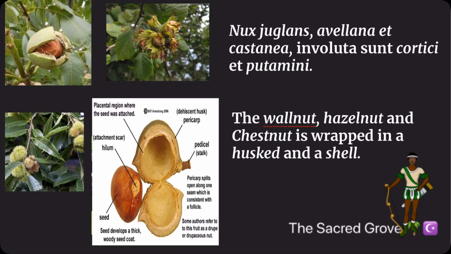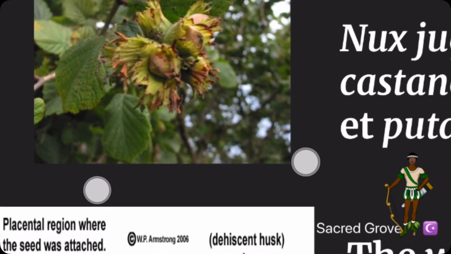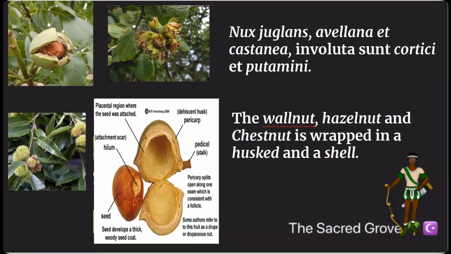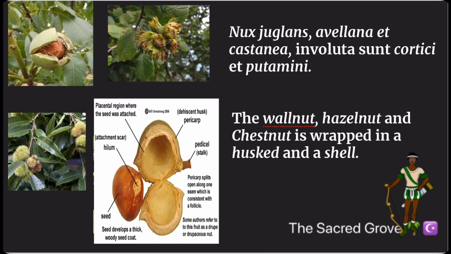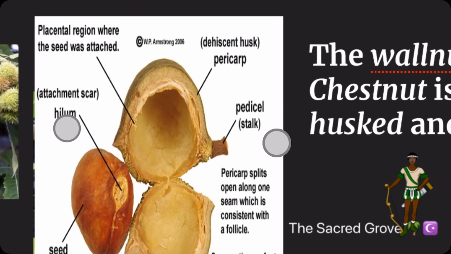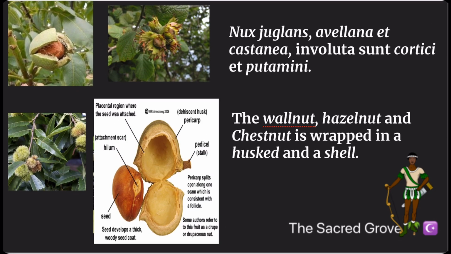Nux juglans, avellana et castanea. Involuta sunt cortici et putamini. The walnut, nux juglans. Avellana, the hazelnut, and the chestnut, castanea, all from fruit-bearing trees, is wrapped in a husk and a shell. Involuta sunt cortici, a husk, and putamini, a shell.